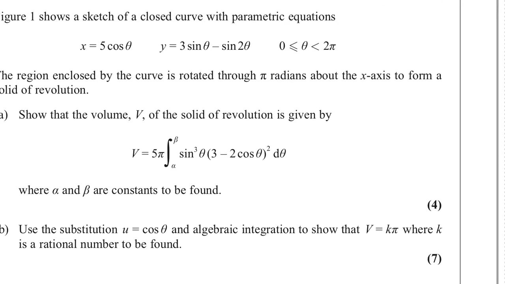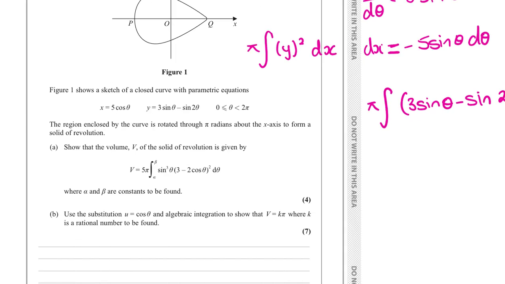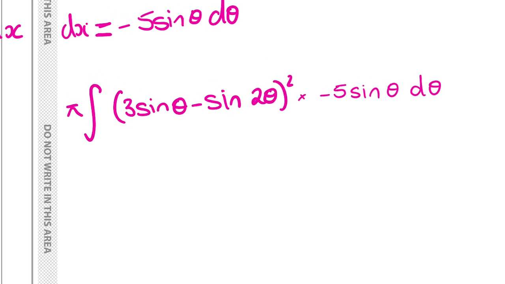So I just want to show you, though, that they've taken out the 5. Okay, so we can take out the 5 but leave in the negative. So let's do this. Okay. So I'm going to take this 5 out, just because I know I'm going to need to take 5 out. Yeah, because it wants us to show in a specific format. So I'm going to get 5 pi integral. I'm not going to worry about my a and b yet. Okay, 3 sine minus sine 2 theta all squared.